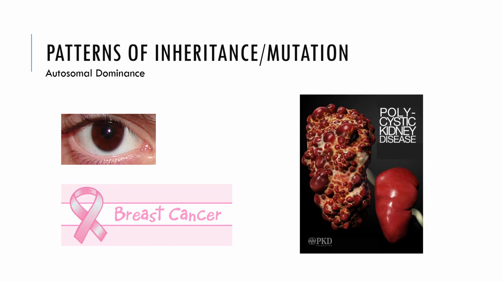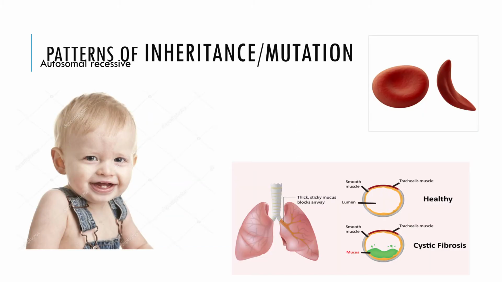Now, some diseases also are dominant, right? Some examples are breast cancer or ovarian cancer, and I believe that's related to the BRCA gene or genes. Polycystic kidney disease has some dominant inheritance. Familial high cholesterol is also autosomal dominant. So those are good things to keep in mind.